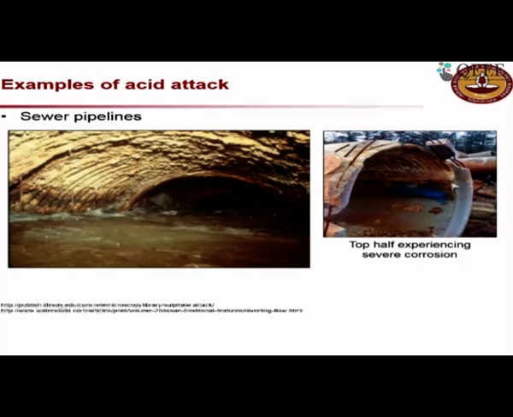You can see here the bottom half of this pipe is not that much degraded as compared to the top half. Here you can see the concrete cover is completely lost and then the rebar started corroding. Sometimes we use pre-stressed concrete pipe also. If this happens in a pre-stressed concrete pipe, it will actually collapse. It will not be able to sustain even something like this. The pipe cannot be used anymore and then you will have to replace it.